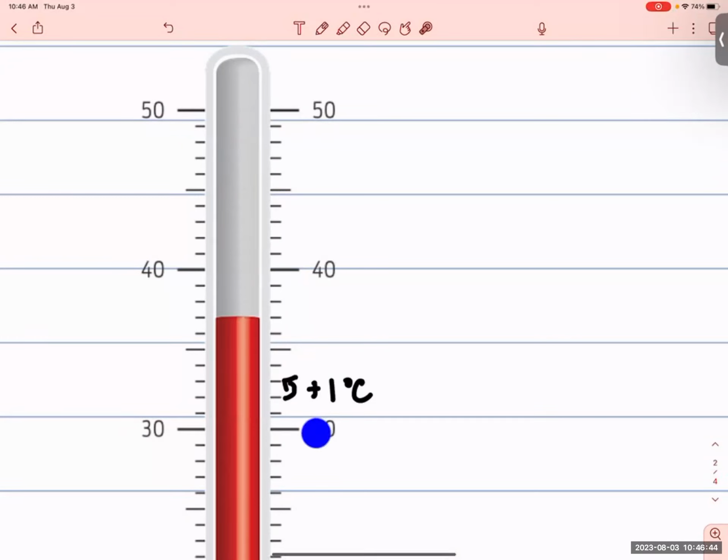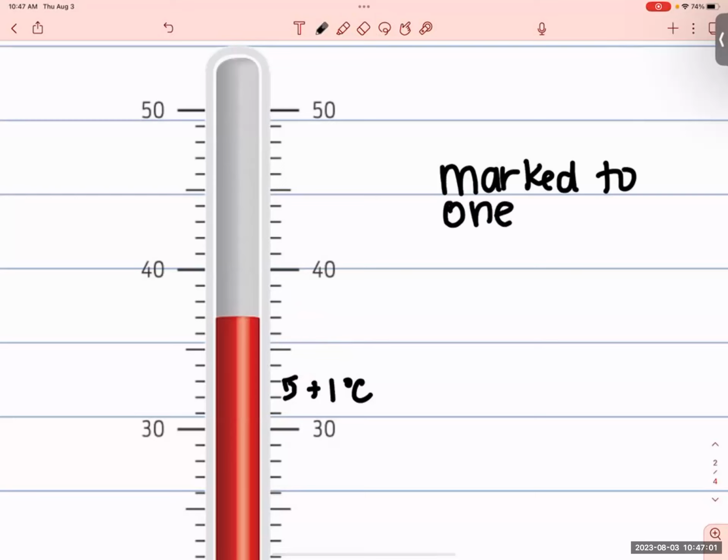How do we know that? Look, there's 30, there's 40. That means that's 35. 30, 31, 32, 33, 34, 35. Every time I'm going up 1. So this is marked to the ones place.